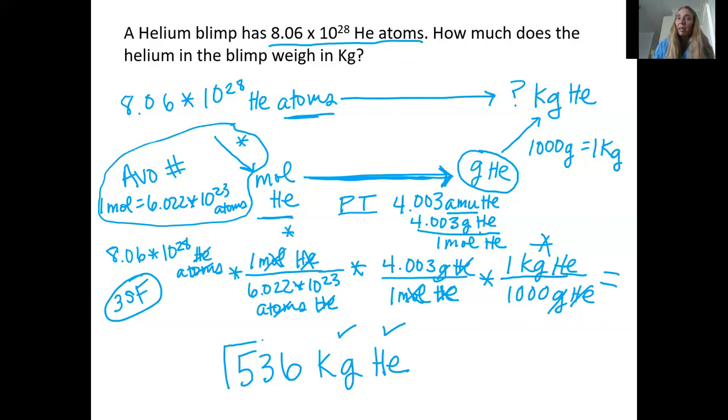So every single time I calculate, I check significant figures. I make sure I've got my unit and label. So the answer to this is 536 kilograms of helium in that big, huge blimp.